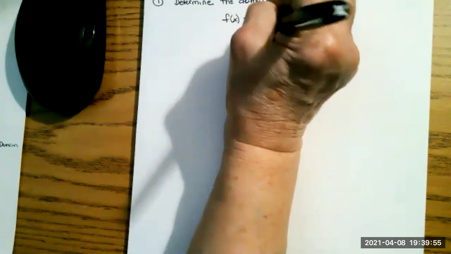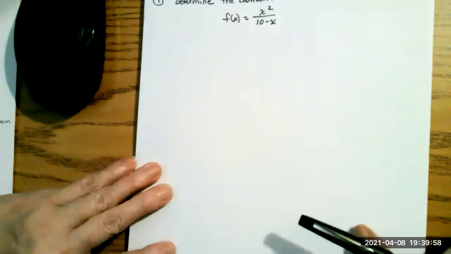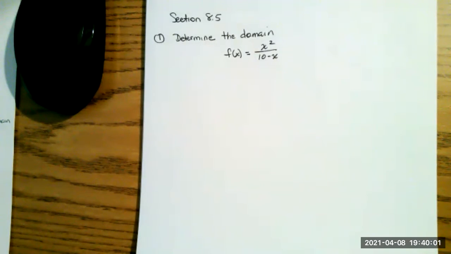All right, so let's look at this number 1. This is section 8.5, and this is the way it starts. So don't let all those hard ones scare you, because you can certainly start this. Determine the domain. And they give you f of x equals x squared over 10 minus x. Okay, that's the problem. And it doesn't tell you to do domain and x and y intercept and the vertical asymptotes. It doesn't do all that. It just says find the domain. Starts you out with the easy ones first.